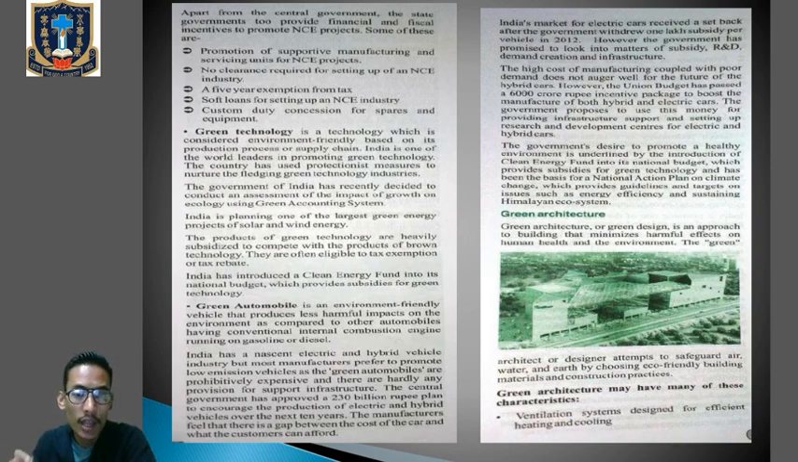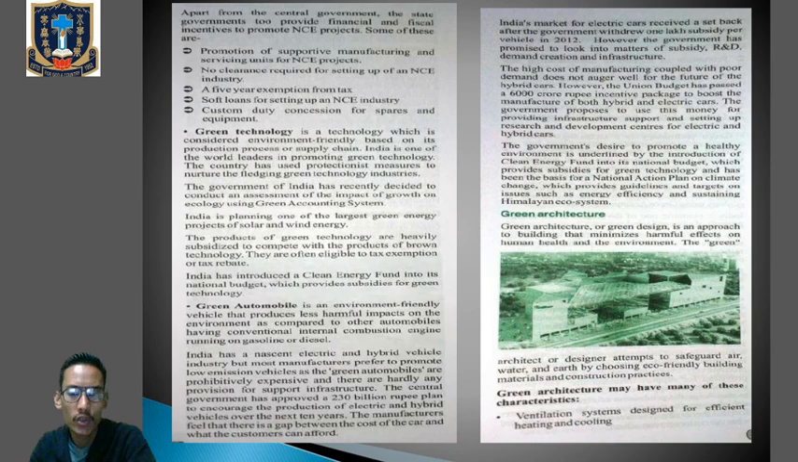Number 3, a 5-year exemption from tax, soft loans for setting up an NCE industry, and custom duty concession for spares and equipment. So these are the steps taken by the state governments in order to promote and develop non-conventional energy. Clear? So just remember the steps taken by the central government and the state governments.